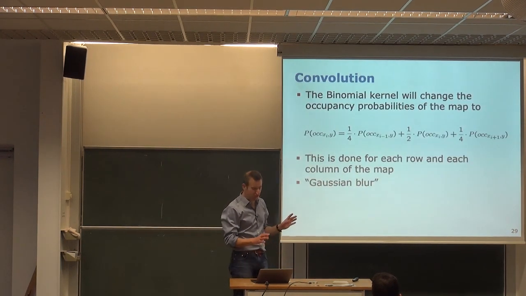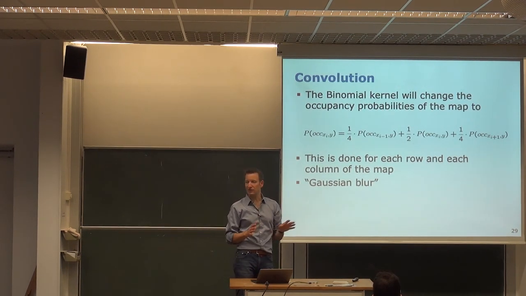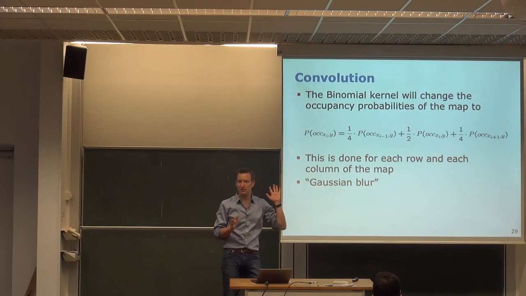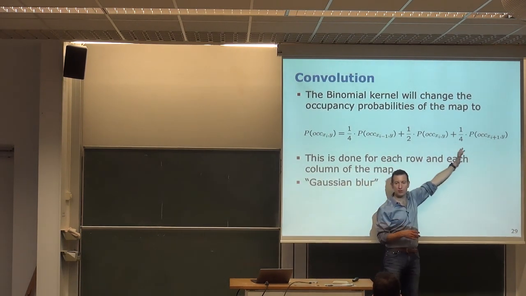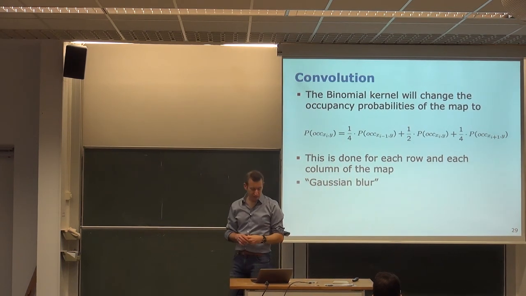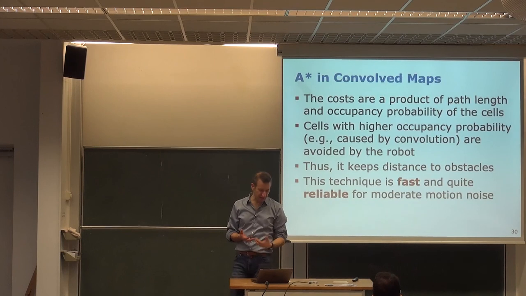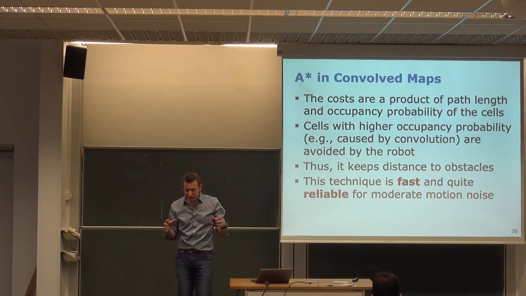And basically, it's a Gaussian blur, so it's basically a weighted sum of the neighboring occupancy grid values. It's a standard binomial kernel. The current state counts half, and the neighbor counts a quarter, and just add them up. And this is how you generate your grid map. So you basically have a convolved grid map where your obstacles get smeared out into the free space.